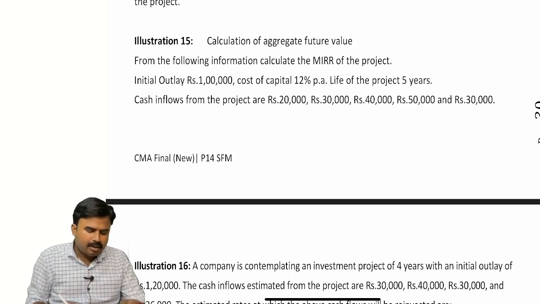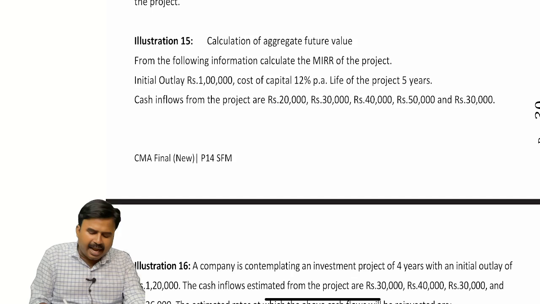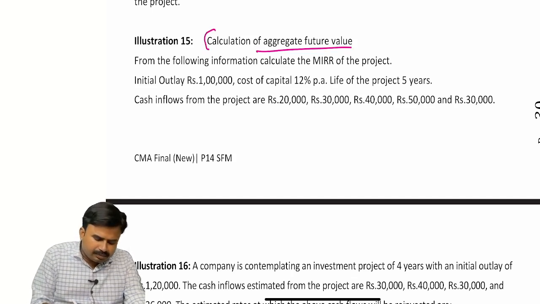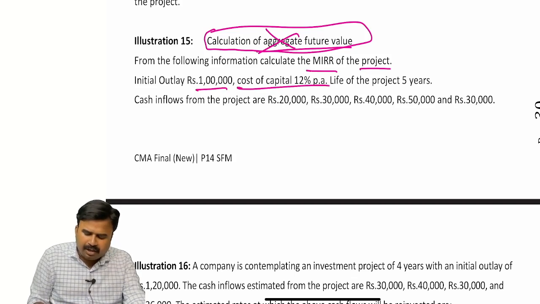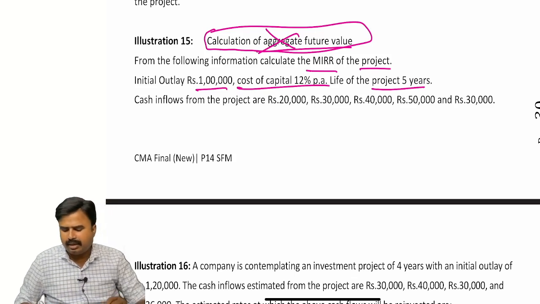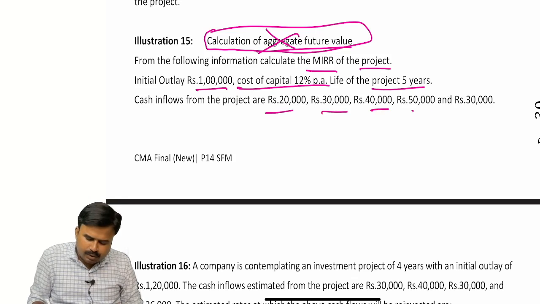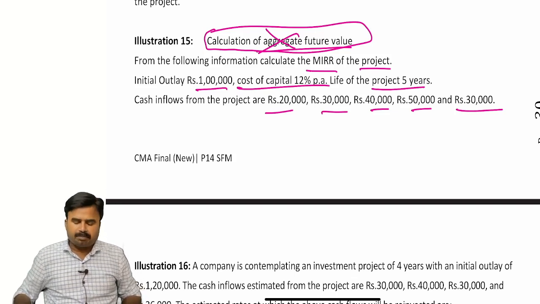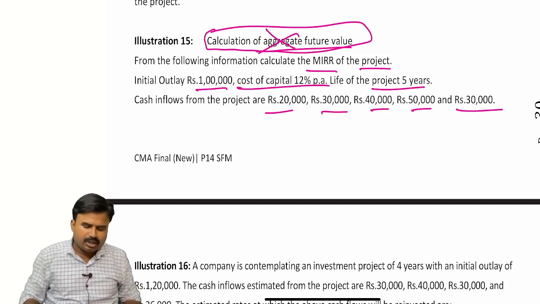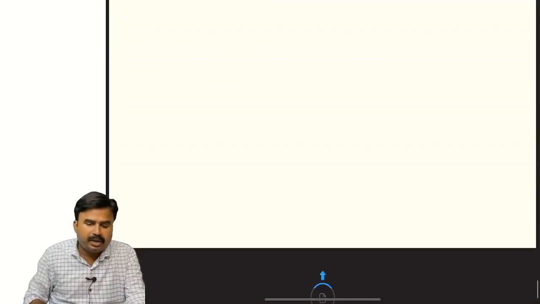So here is a problem, illustration number 15. From the following information, calculate modified IRR of the project. Initial outlay is 1 lakh, cost of capital is 12% per annum, life of the project is 5 years, and cash inflows from the project are 20,000, 30,000, 40,000, 50,000 and 30,000. So we have 5 years inflows here. So I must consider 5 years life. So for 5th year ending, I must calculate terminal value. That's my first job.